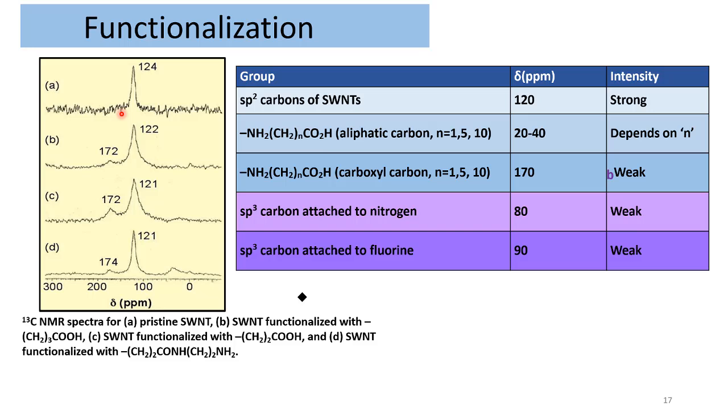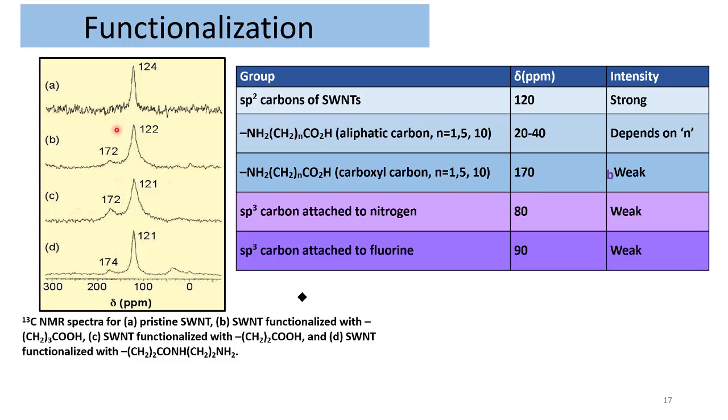Also, for the functionalization, if there is an sp2 carbon, the peak is present at around 120 ppm, and it has a very strong intensity. If there is functionalization with nitrogen or CO2, then it depends. For aliphatic carbons, the shift will be around 20 to 40 delta, and that depends on n, the number of carbon atoms in the polymer chain. Then if we have carboxyl groups, it is around 170, as can be seen here.